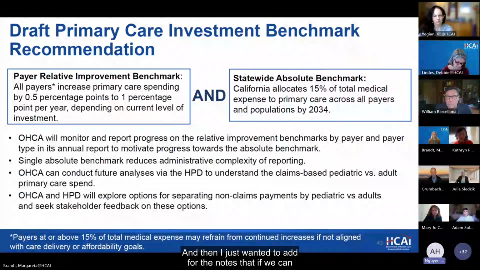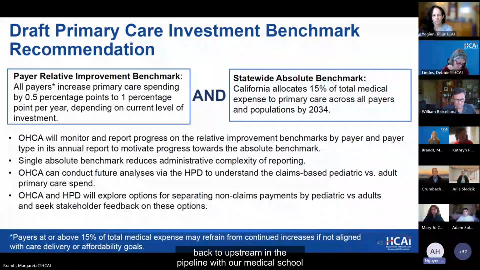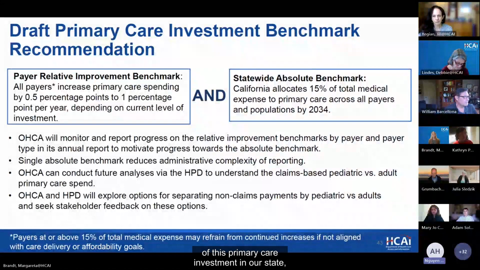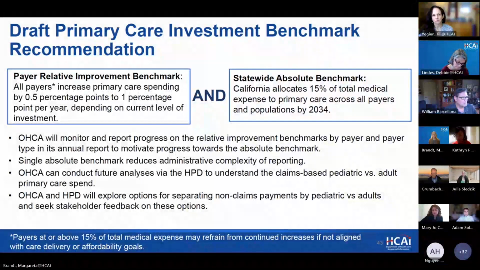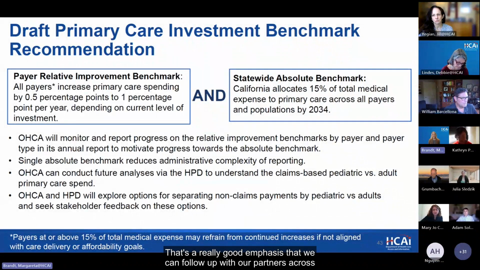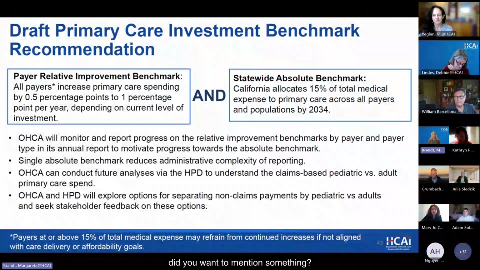And then I just wanted to add for the notes that if we can really accomplish this, I agree with Catherine's comments. It's extremely powerful what this can do. And I just ask that we also relay this back upstream in the pipeline to our medical school training and clinician training, so that those are aware of this primary care investment in our state, and those students can have the informed data points to make their decision to go into primary care. Because I do think it's important to loop back upstream as we look at the pipeline and the future of primary care. Sure, that's a really good emphasis that we can follow up on with our partners across OHCA in our Office of Workforce Development, who focus on that exact thing. So good flag. And Mary Jo, did you want to mention something?